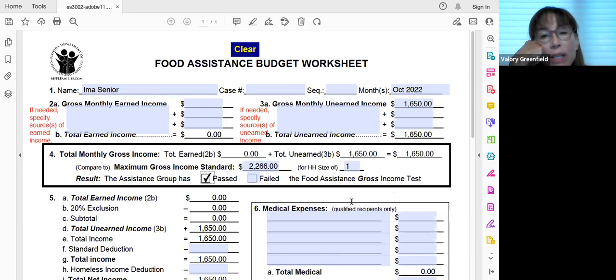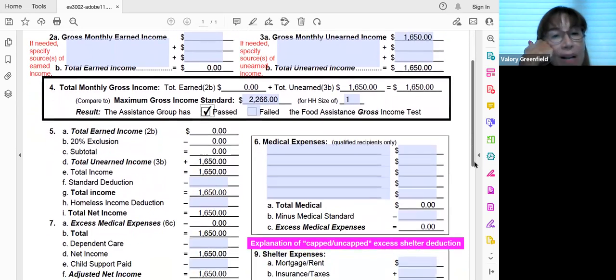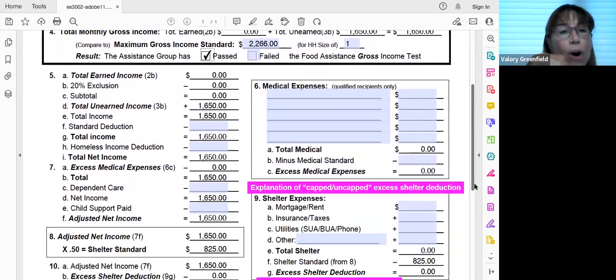So even if she had to meet it, she would, but she doesn't have to because she's a senior. All right, let's go down. We've got box 5D. It's automatically put in her income, but we need to put in the standard deduction. Where do we get that information of 193 at 5F? We get it from that chart we were talking about, Appendix A1.